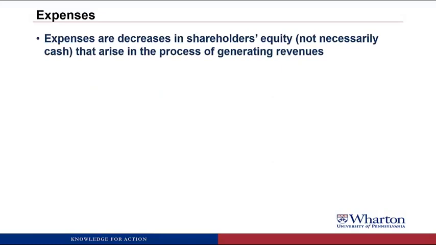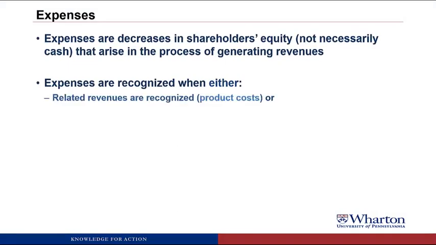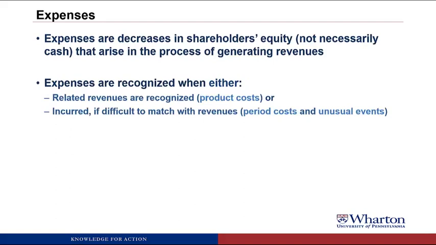Expenses are decreases in shareholders' equity that arise in the process of generating revenues. They're recognized when either the related revenues are recognized or when they're incurred if they're difficult to match with revenues. Now, here we're talking about two criteria, but it's an either or instead of a both. And we're really talking about a distinction between something called product costs and period costs. Now, you also see unusual events there. I'll come back and talk about those in a second.